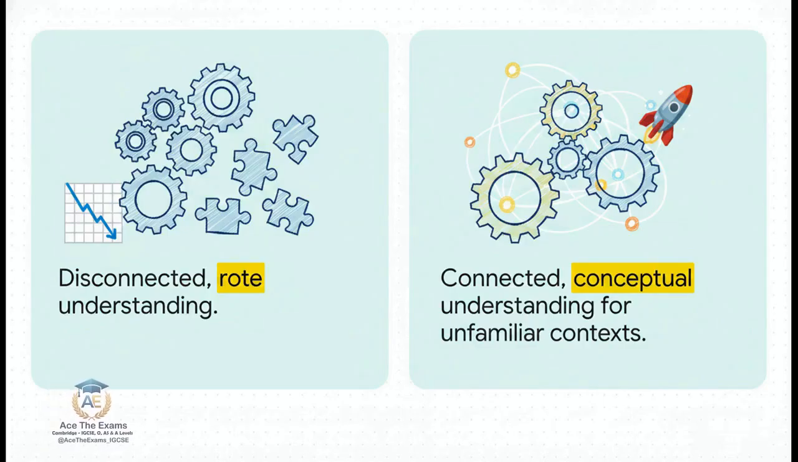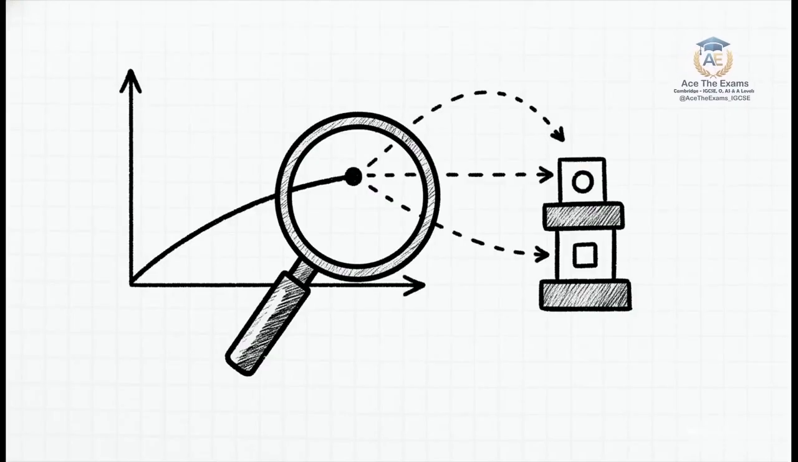On the other side of the aisle, we have counsel Sam representing the A-star grade candidate. Sam is a persuasive speaker who takes connected, conceptual understanding and transfers it to totally unfamiliar contexts. When a wild curveball shows up, Sam doesn't panic. Sam adapts. So the crucial takeaway for you is that you aren't just crunching numbers on a page. You are executing a multi-stage analysis built on rock-solid, evidence-based reasoning.